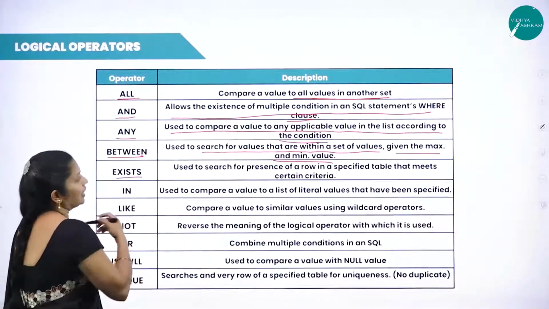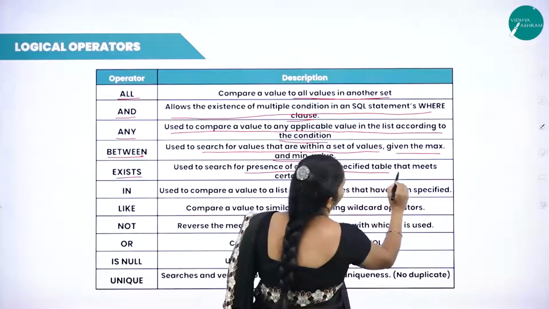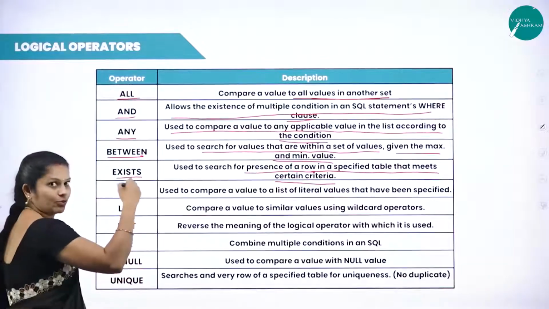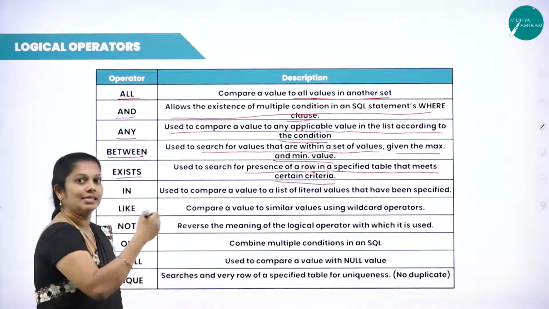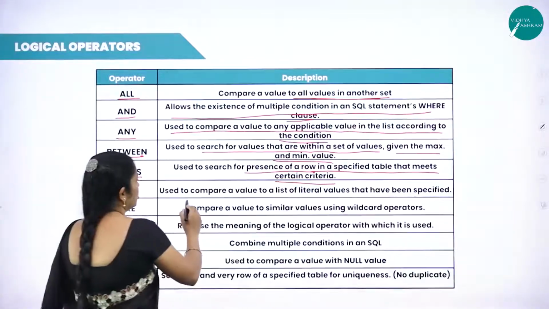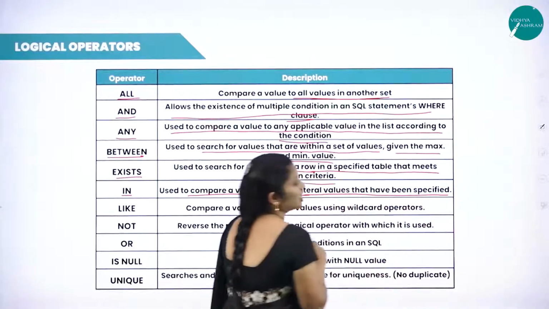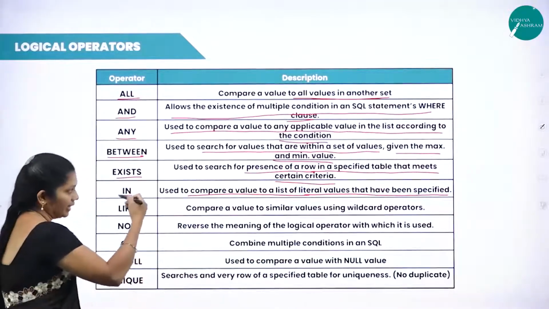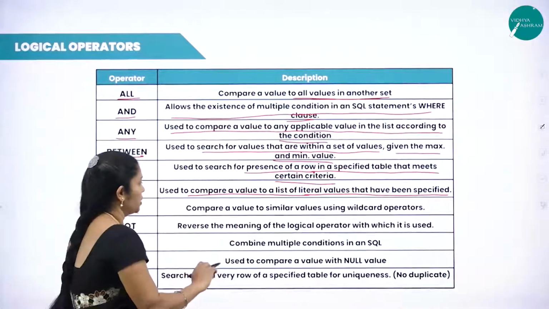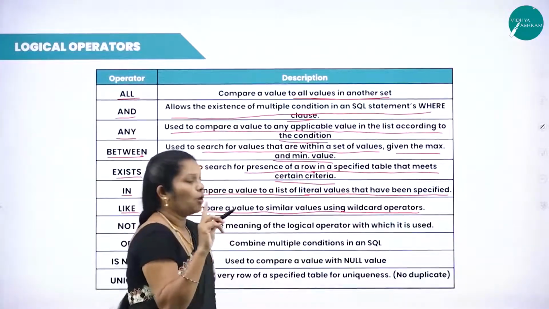Then EXISTS. It is used to search for the presence of a row in a specified table that meets certain criteria. This is EXISTS, whether that criteria exists in the list or not. Then IN, this is also one of the logical operators. It is used to compare a value to a list of literal values that have been specified. Here IN is used to compare whether it is in the list or not. Then LIKE, here also for comparison only we are using it, to compare a value to similar values using wildcard operators.